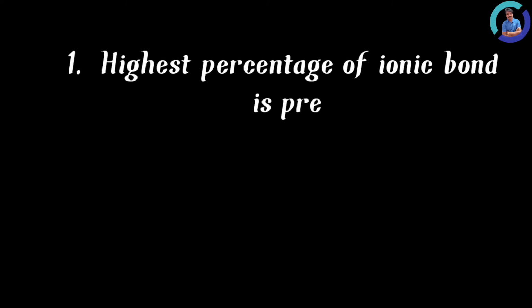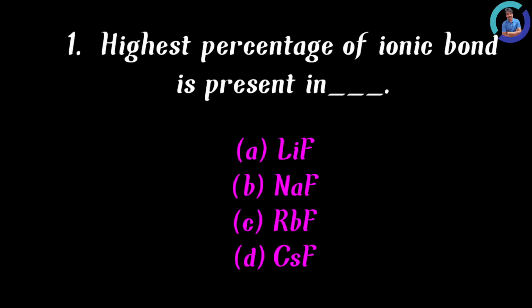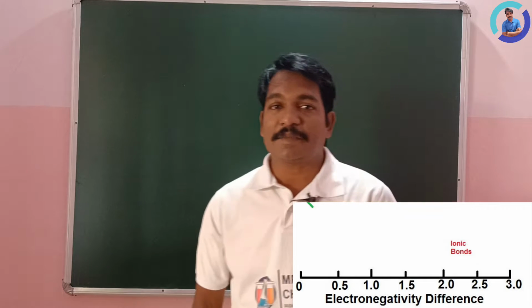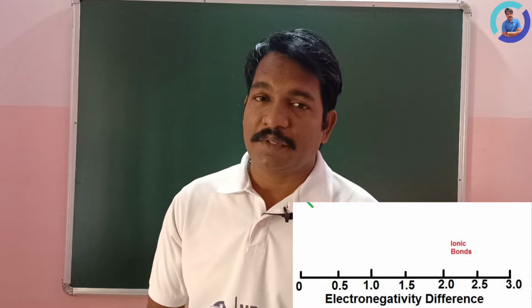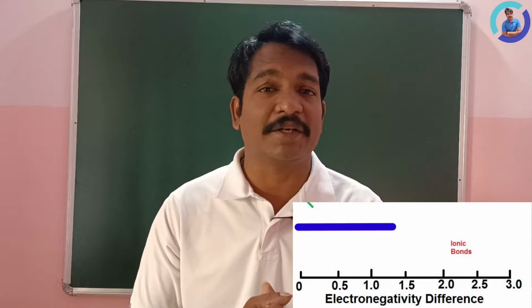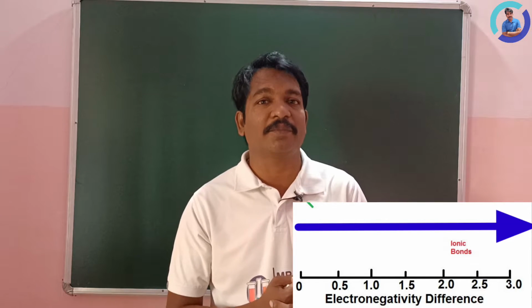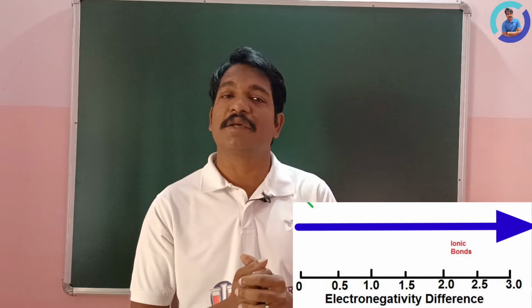Let us start the first one, based on the highest percentage of ionic bond. Highest percentage of ionic bond is present in option A, lithium fluoride, option B, sodium fluoride, option C, rubidium fluoride, option D, cesium fluoride. Highest percentage of ionic bond is formed between two atoms when they have a large difference in their electronegativity. More the difference in electronegativity, highest percentage of ionic bond will form, meaning a strong ionic bond will form.